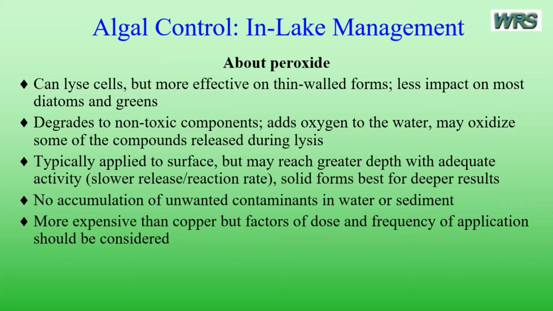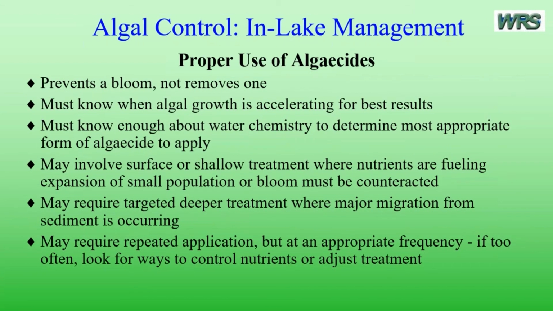Both copper-based and peroxide-based algicides have merit. There's a catch. They should be used to prevent a bloom, not remove one. If you get called and it's already pea soup, you don't get a lot of choice. But the object is to track when the algae are growing, figure out when the bad stuff is in its exponential increase phase, understand the water chemistry, pick the right form of algicide, and apply it at the right dose in the right places at the right time to keep the bloom from ever forming.